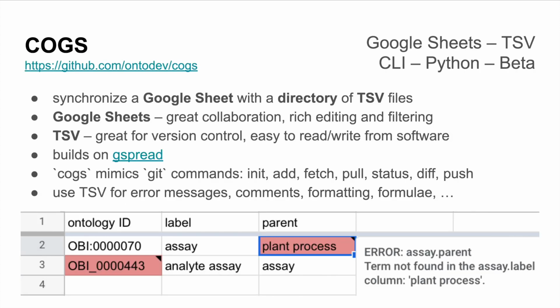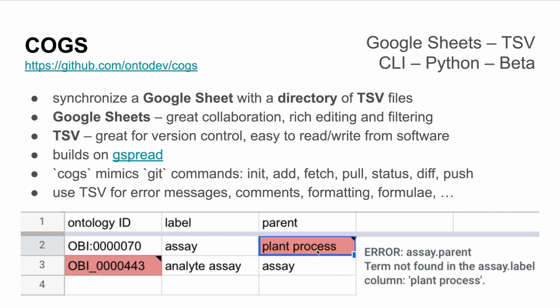On the table side, we have COGS, which is used to synchronize a Google Sheet with a directory of TSV files. So each TSV file is one sheet in your Google Sheet. Of course, Google Sheets are great for collaboration, but TSVs are great for version control. So we built on a library called gspread, and we kind of mimicked the Git interface for initializing, adding tables, fetching, pulling, getting their status, differences, and pushing them.